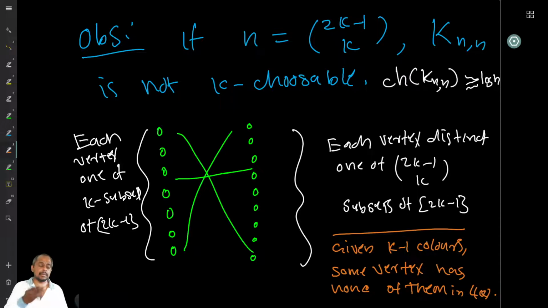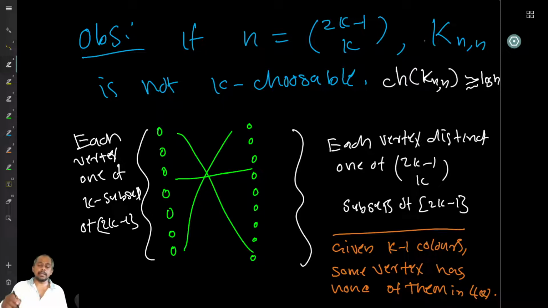So here is a simple observation. Let's say the number n is an integer, n equals 2k minus 1 choose k for some positive integer k. Then the complete bipartite graph K_{n,n} is not k-choosable. So what we are saying is that if n is large enough, then you can make such a bipartite graph.